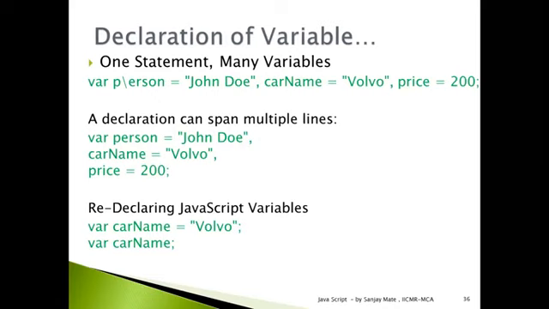This we have already seen: you can declare the variables in one line. I want to show you how you can declare the variables in multiple lines also. var person is equal to John Doe, car name is equal to Volvo, price is equal to 200. This is also possible. You can redeclare the variable also. Here I am declaring var car name is equal to Volvo, and after that var car name again. You can redeclare, it won't give you an error. So it is undefined, and if I try to print the car name now, it does not have any value, and it will print undefined.